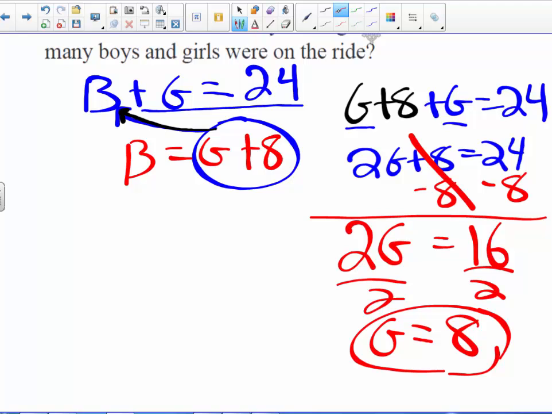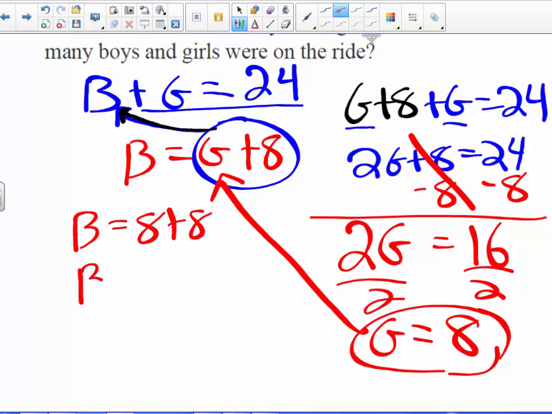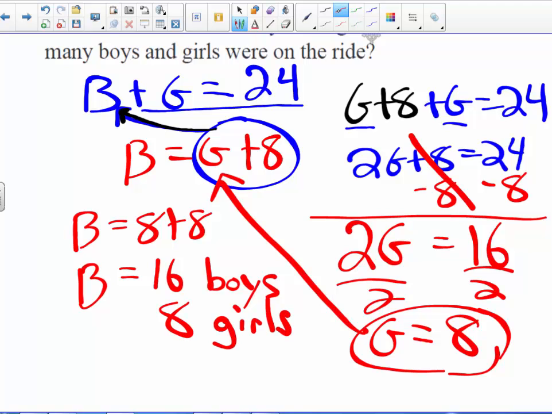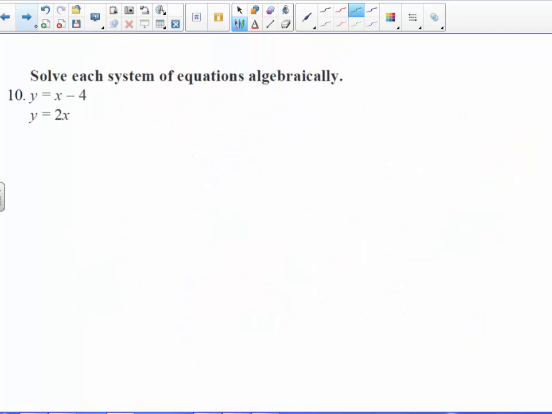Now that you have the girls, 8, plug in 8 for the g. So b equals 8 plus 8. For the boys, there were 16. So 16 boys and 8 girls. Let's go back and make sure that works out. 8 plus 16 gives you the 24. That works, that's the number we had up there. Are there 8 more boys than girls? Yes, there are 8 more boys than girls. So that works out for that problem. That's done. Pause that if you need to. Go back, rewatch it.